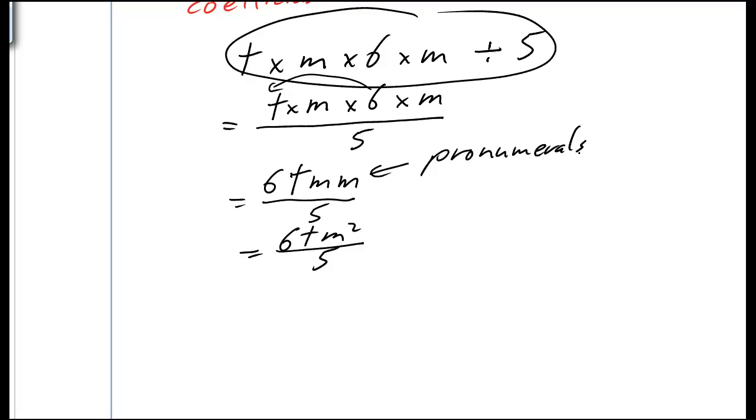So you don't have divide symbols, you don't have multiplication symbols, and the number always goes at the front. And if you've got two letters that are the same multiplied together, then you put squared. Now, obviously, if you had m times m times m times m, that would equal m to the power 4. Okay? Now, I think you should be able to do number 2.